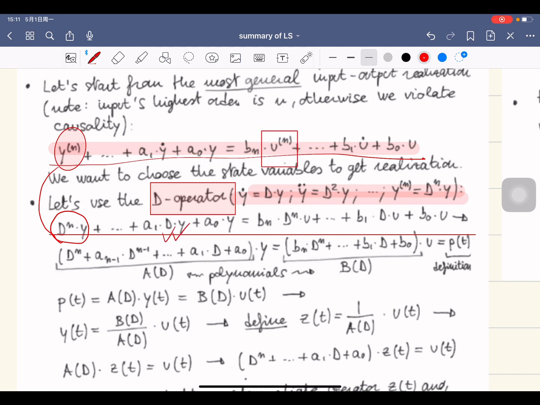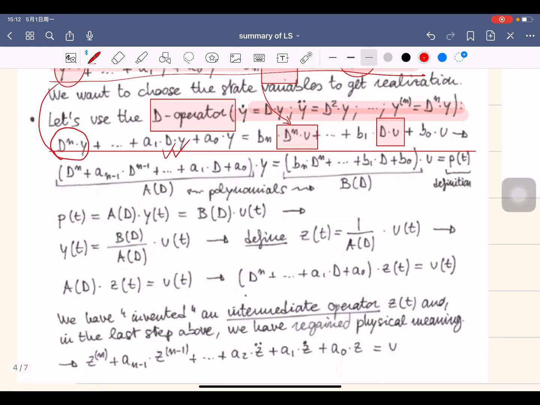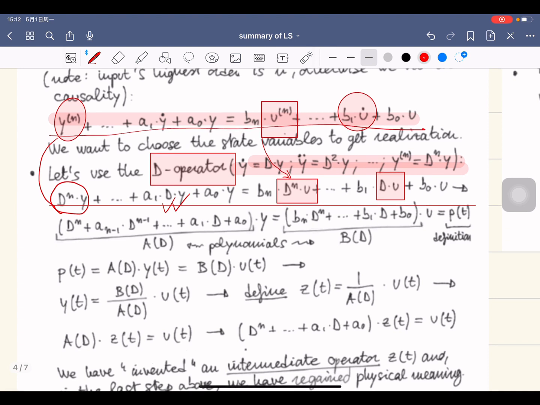Also the same way for the u n-th derivative, which becomes d to the n u. The one derivative of u becomes d times u. Okay? So now we have eliminated the derivative of it. What would you do next?